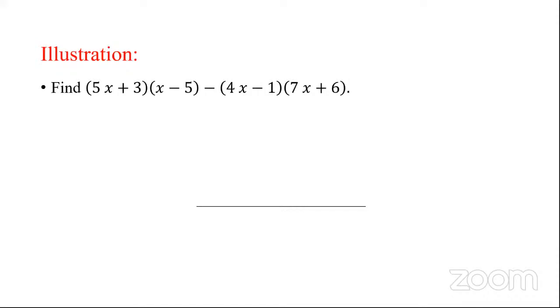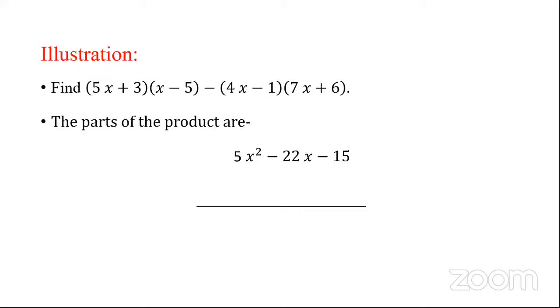Try your luck with minus now. Don't worry, you have to write the minus. 5x plus 3 into x minus 5 minus 4x minus 1 into 7x plus 6. 5x square, first part. 5 minus 15 is minus 10x and minus 15. Remember, now I have to subtract. So 7 into 4, 28x square, but I am writing minus 28 because I need to subtract. Change the sign or write the minus sign common and the product, whatever way you like. Middle part gives me 14x, but because I need to subtract, I am writing minus 14. Third part gives me minus 6 answer. Behind that, there is a minus sign, so plus 6.